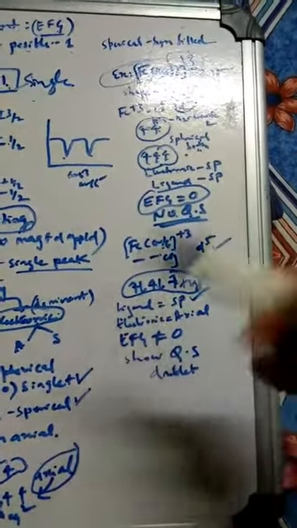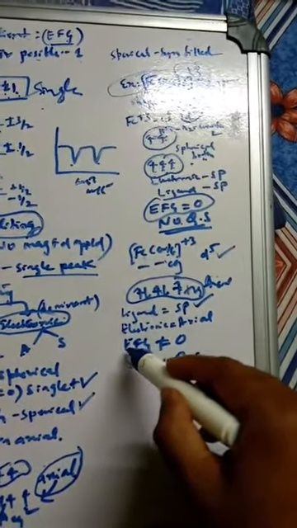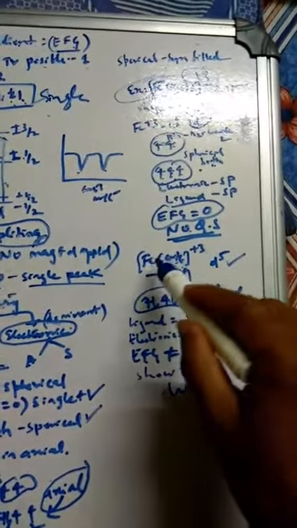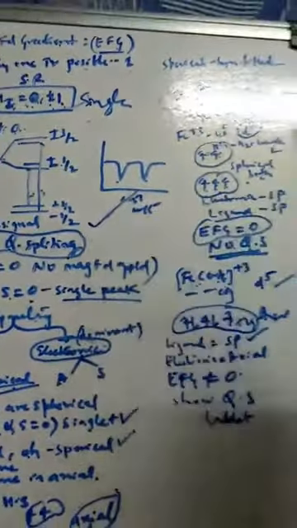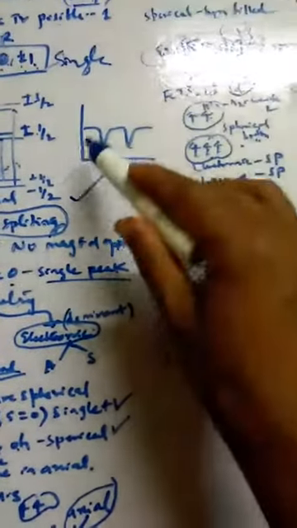Since the electronic contribution is dominant, the electric field gradient is not equal to 0 in this case, and that is why this will show quadrupole splitting. This complex will show quadrupole splitting. Okay, so like this.